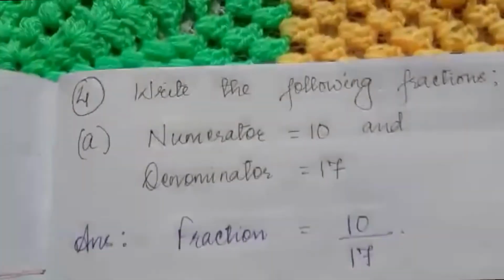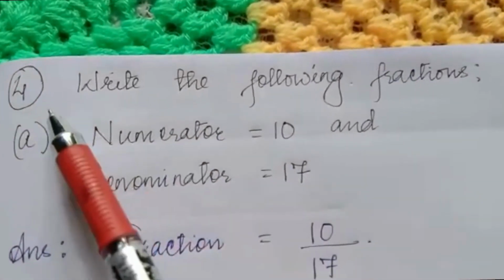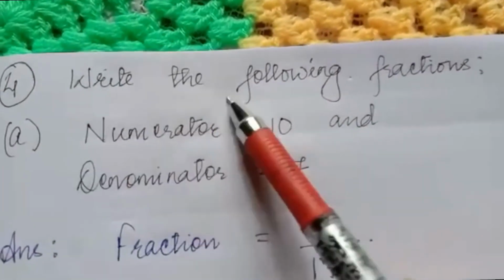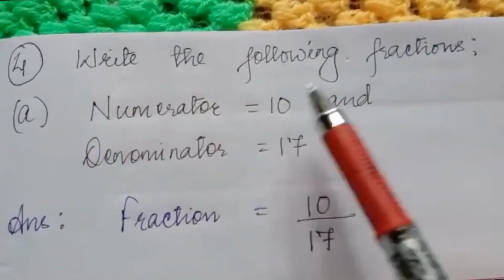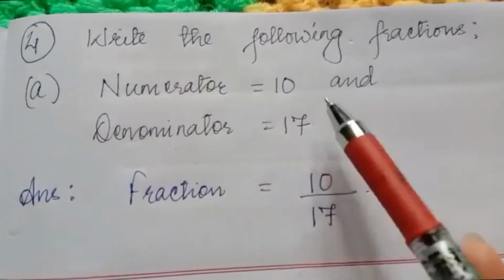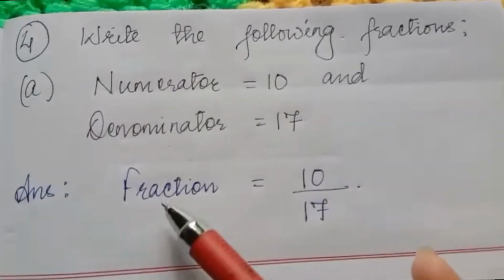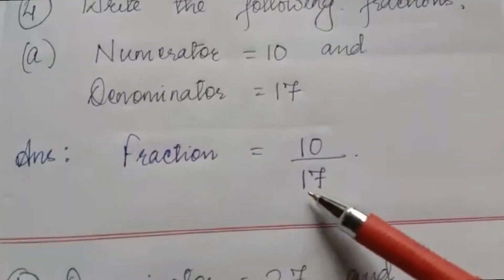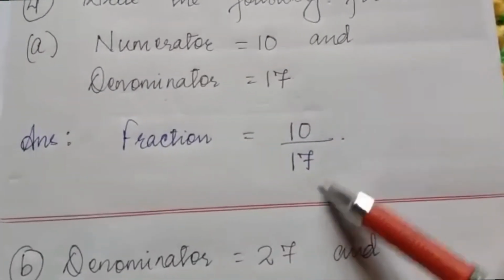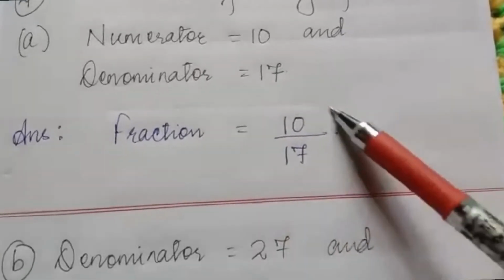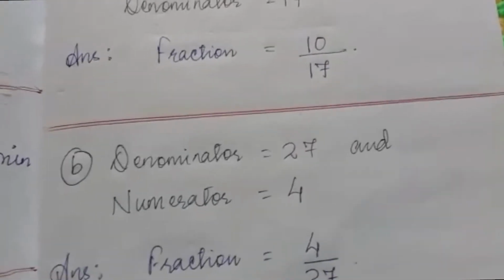Now 2 and 3 you solve yourself. Okay, that is homework. Now question number 4. Write the following fractions. Number A. Numerator is 10 and denominator is 17. Now you have to write the fraction. We know fraction is numerator divided by denominator. Numerator is 10, denominator is 17. So the fraction is 10 divided by 17.